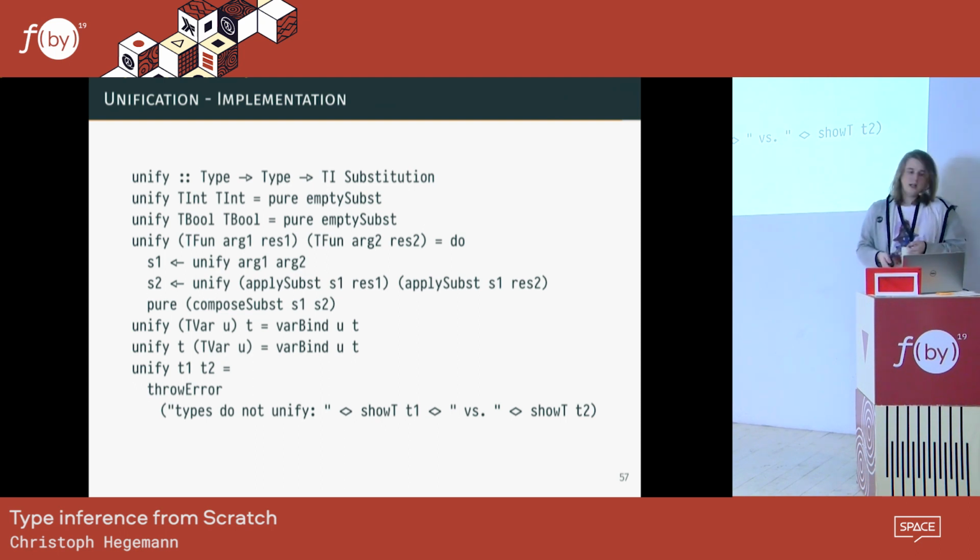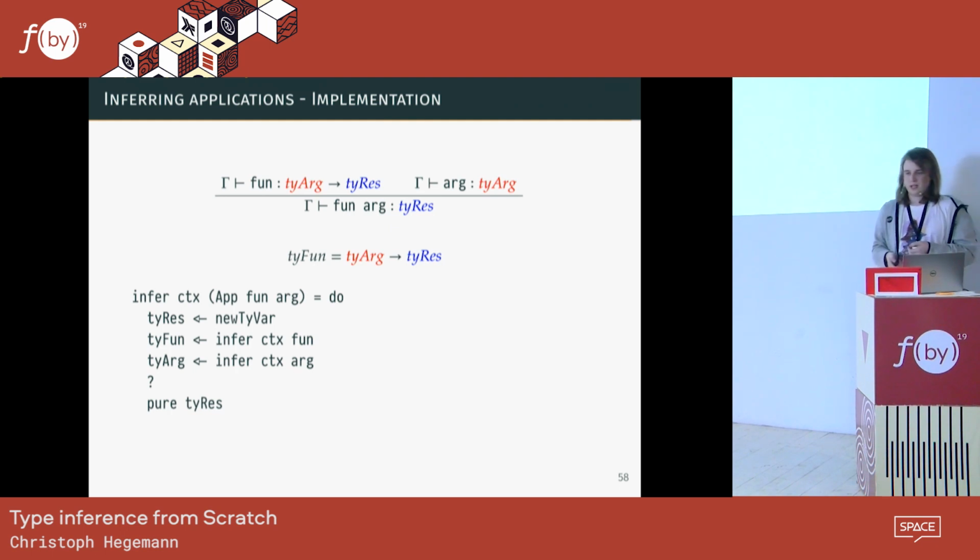And so this is the last piece we need: to implement the inference for application. So now I can use the constraint I figured out over here, that relation. I can say I need to unify the type of function, as you see, with the type of tyfun from tyarg to tyres, which is exactly this relation.